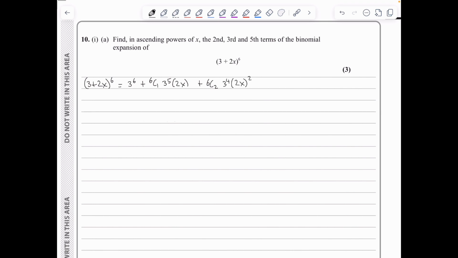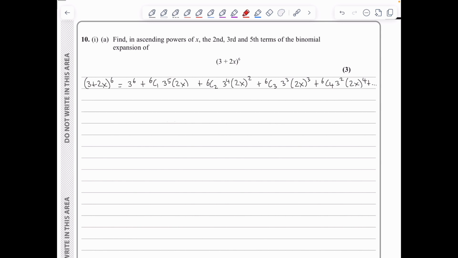So each time I decrease the power in the first term by 1, and I increase the power of the second term by 1, and always the sum of the two powers is the total power of 6. So the next term will be 6 choose 3, 3 to the power of 3, (2x)^3, plus 6 choose 4, 3 to the power of 2, (2x)^4, plus dot, dot, dot.